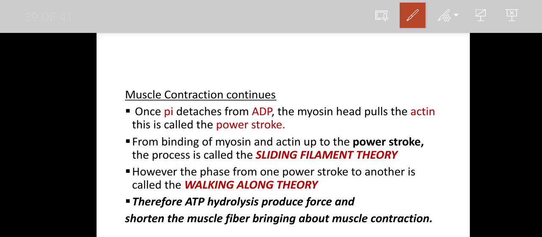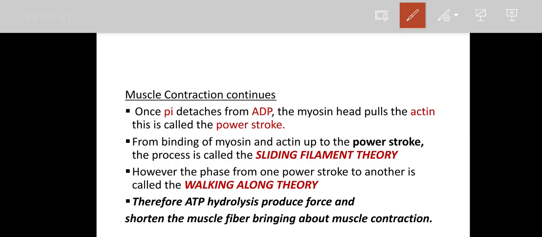From binding of myosin and actin up to the power stroke, the process is called the sliding filament theory. They are moving past each other. Then, however, the phase from one power stroke to another is called walk along theory. Meaning, it's done now in a more continuous manner. The myosin is moving the actin towards the left or towards the right. It depends on where this myosin is. But the aim is so that we can move these things towards the M line. This is what we call walk along theory.